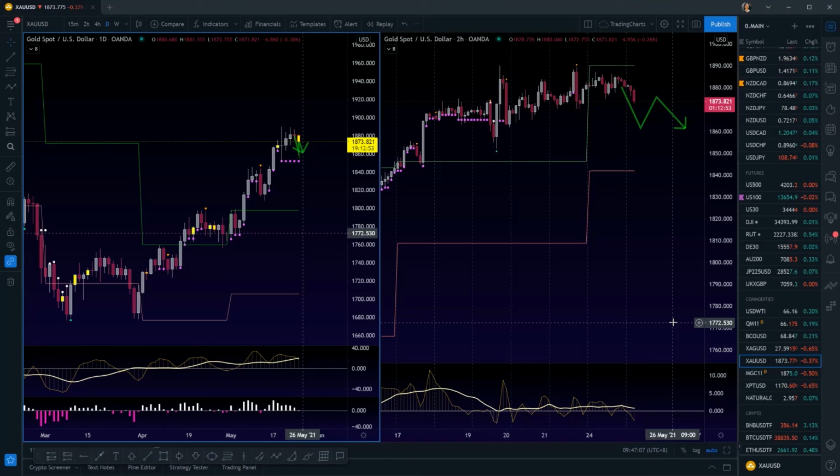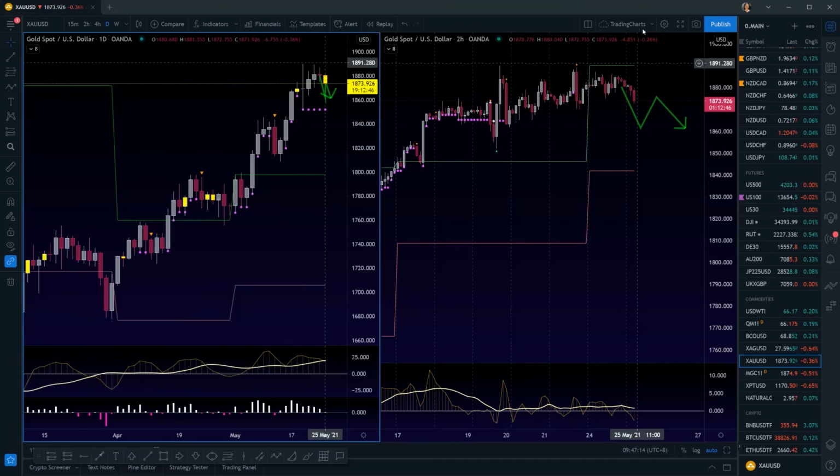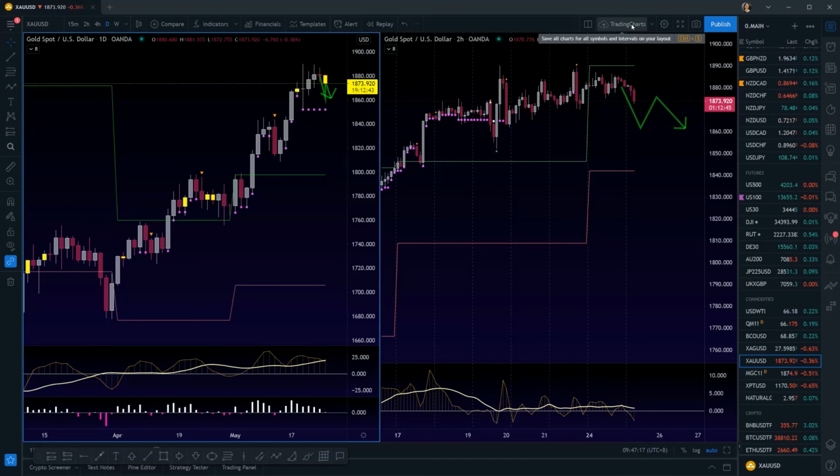Okay, so I guess that's it. That's the watch list for today. Some nice ones. We just have to keep waiting and trade the nice setups when it comes.